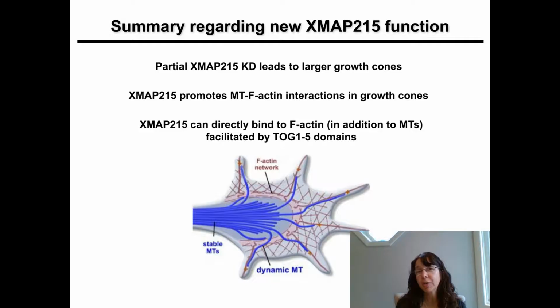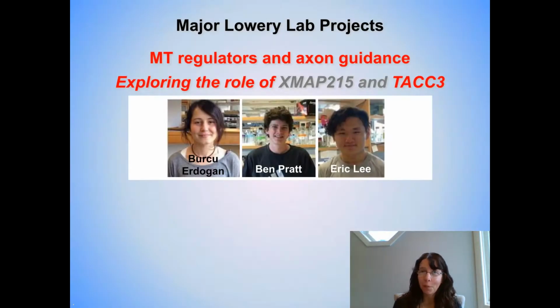We then also determined that XMAP215 can directly bind to F-actin in vitro, and this is facilitated by the TOG1 to 5 domain. We're still working on XMAP215, trying to figure out what it's doing and how it's regulated. But at this time, I'm going to turn to a related story on TACC3.